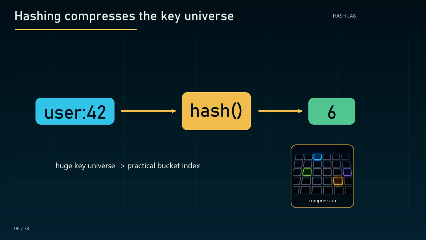A hash function solves the space problem by compressing a huge key universe into a practical number of buckets. It takes the key and computes an index. That index says where to look first.